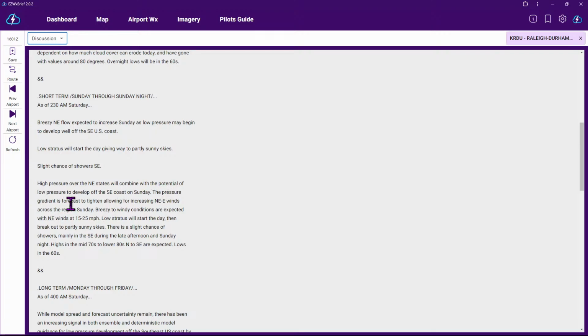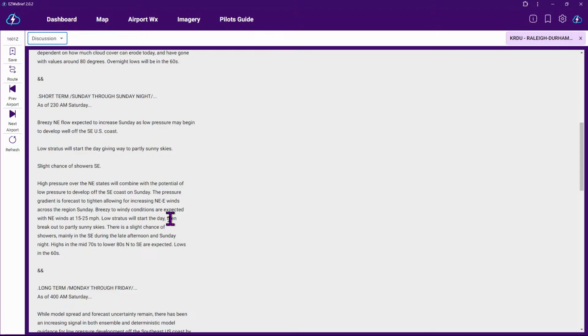The pressure gradient is forecast to tighten, allowing for increasing northeast to east winds across the region on Sunday. So it could get kind of breezy as well. Breezy to windy conditions are expected, with northeast winds 15 to 25 miles per hour. So it could be kind of interesting, at least in the center part of that route, where we might start to see some stronger winds, and then we would have to definitely check the wind speeds at our destination to make sure they're not beyond what we would like to have in terms of a potential crosswind component there.